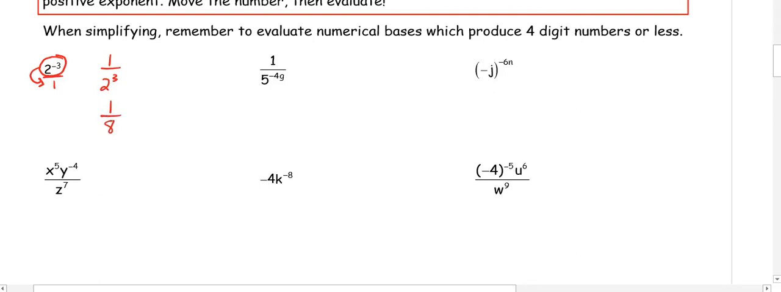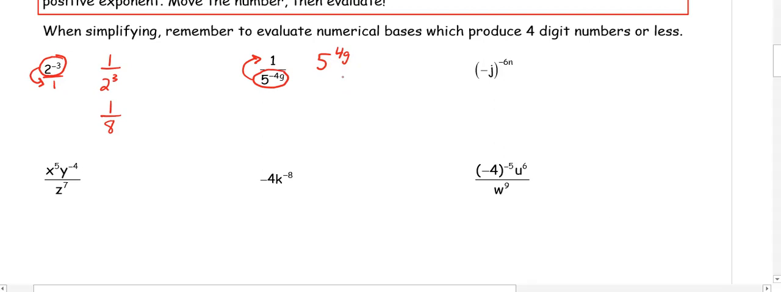Now, sometimes our exponents are also going to have variables in them, but we're still treating them the same way. It's a negative exponent here, so this 5 to the negative 4g is going to move up to the numerator. So it becomes 5 to the positive 4g, and we can put it over 1 if we want to, but when we move to the numerator, we don't have to put that 1 if nothing is left in the denominator.